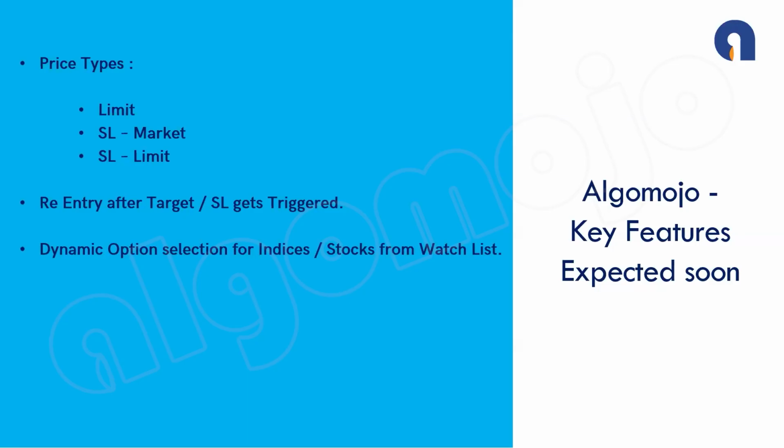Then dynamic option selection from the watch list is another area that we are working on. That should be available very shortly. Then there's another feature called copy trading facility, where you can share these signals with your family and friends who would like to also trade the same things that you are doing. That is another area that we are working on. These are expected to be launched pretty shortly.